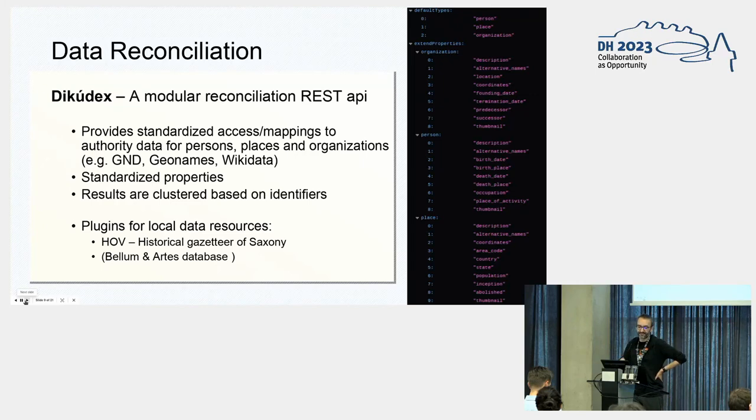And within this reconciliation service, we also try to include more and more local resources, like the historical gazetteer of Saxony, to make it work as some kind of authority data. So you can link to entities within our local Saxon data sets as well.